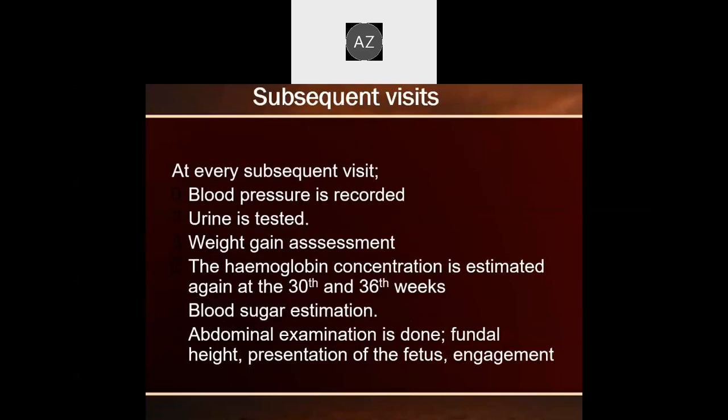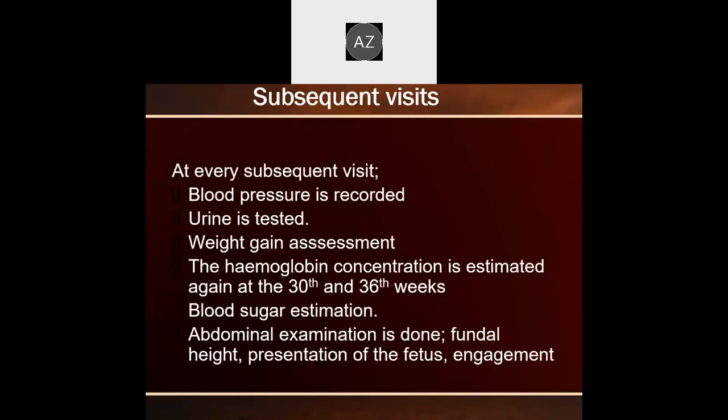Subsequent visits, you need to do what? At every subsequent visit, the contact that we've spoken about, do blood pressure, record it, and see whether it's between normal levels. This is going to give you a clue on preeclampsia and eclampsia. Do a urine test for every visit. It's very good to give you ketonuria. It also gives you a clue of preeclampsia, eclampsia.